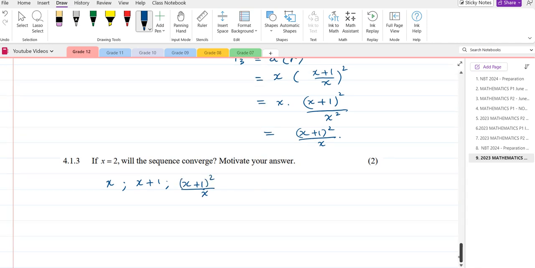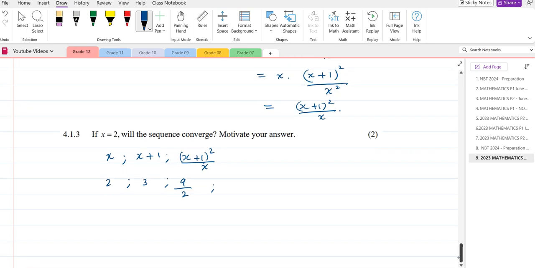Now if x is equal to 2, you're going to have 2, you're going to have 3, 3 squared is 9, 9 over 2, right? We can see the numbers are getting bigger and bigger. So the terms are getting bigger. It was 2, then 3, then 4.5, and then so on. So we can clearly see that the series diverges. But how do you explain this? We use common ratio. So what was common ratio?